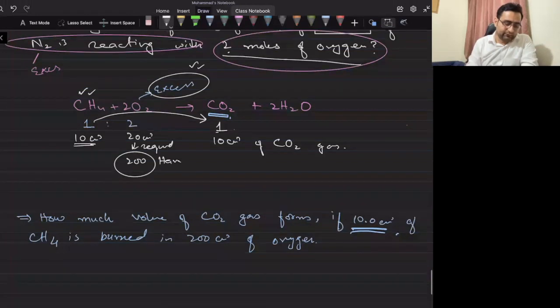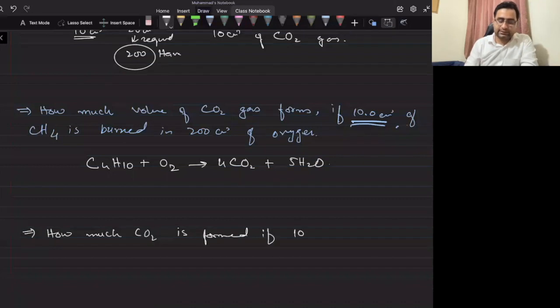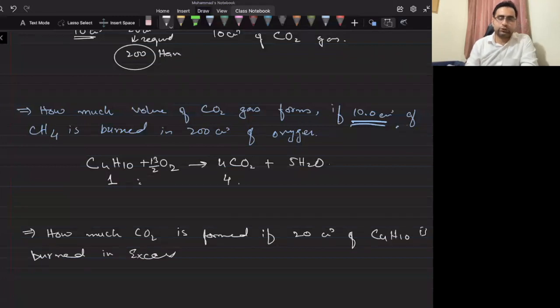Again, the question is C4H10 plus O2, forming 4CO2 and 5H2O. How much carbon dioxide is formed if 20 cm cube of butane is burned? C4H10 is burned in excess of oxygen. Again, you will apply simple ratios. The ratio between butane and carbon dioxide is 1:4. If you're burning 20 cm cube, 20 cm cube of butane will release 80 cm cube of carbon dioxide.